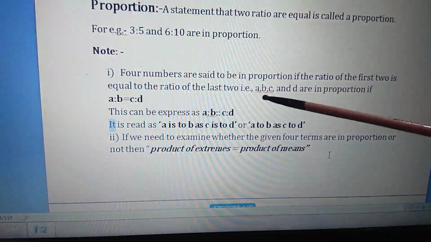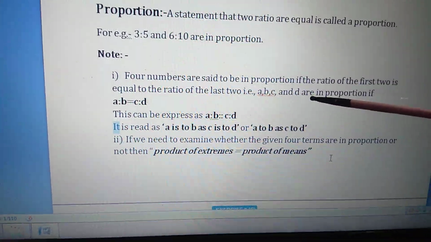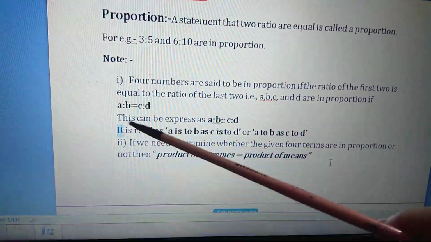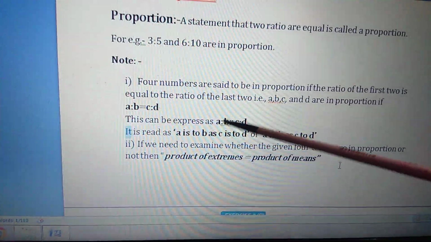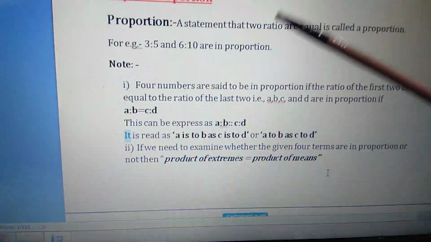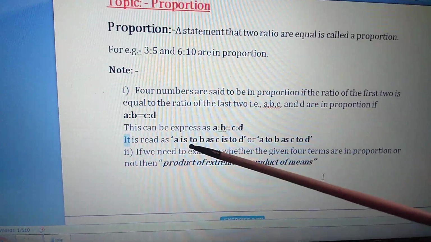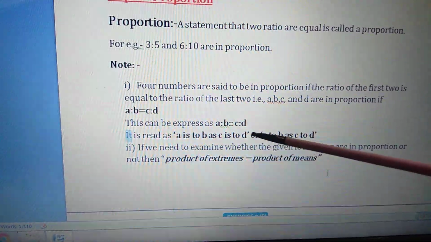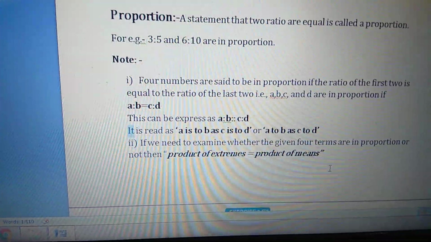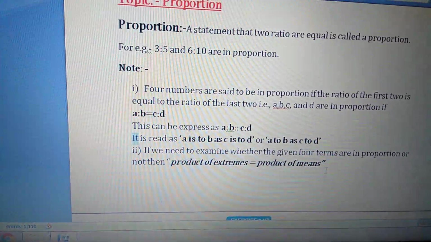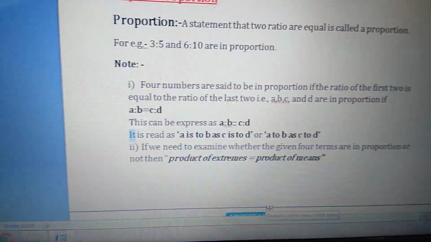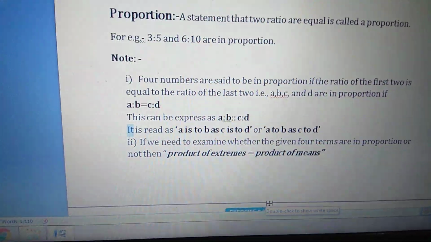That means four numbers A, B, C, D are in proportion if A is to B is equal to C is to D. This can be expressed as A is to B proportional to C is to D. This can also be read as A is to B as C is to D, or A to B as C to D. This is one way to determine whether the given numbers are in proportion or not. Now we will go to the second way, how we can find it out.